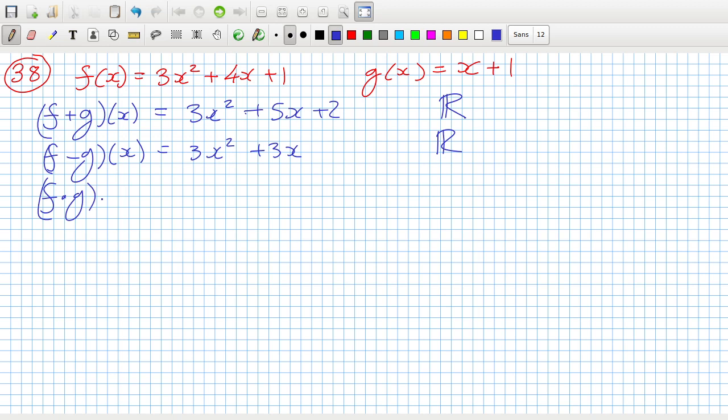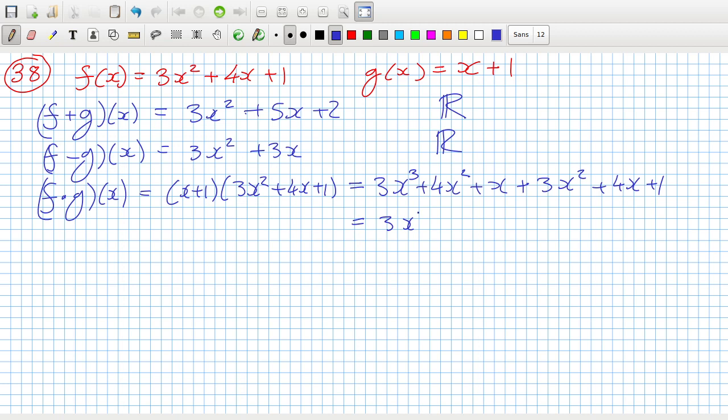F times g of x is going to be x plus 1 times 3x squared plus 4x plus 1, the other one. Just multiplying the two together. I'm putting the smaller one first, it's a little bit easier to multiply it out. So that would be 3x cubed plus 4x squared plus x plus 3x squared plus 4x plus 1. So that's 3x cubed plus 7x squared plus 5x. No, 5x plus 1. 3x cubed, 7x squared, 5x and 1.